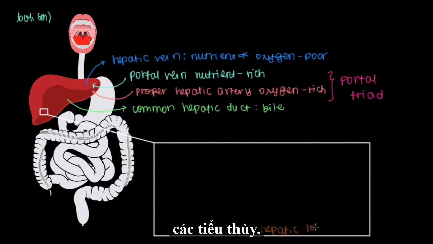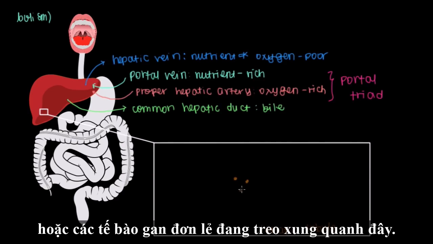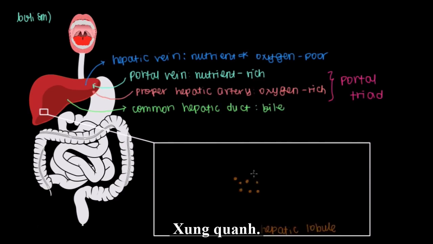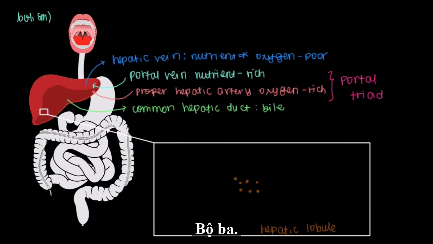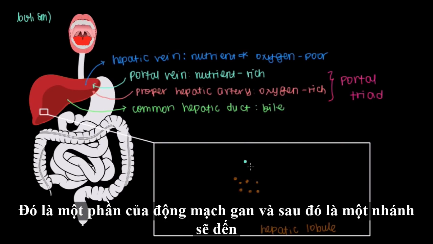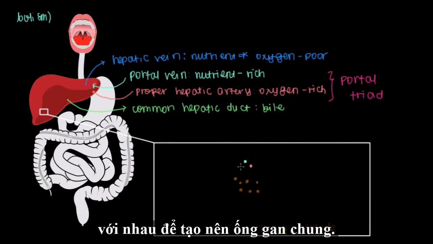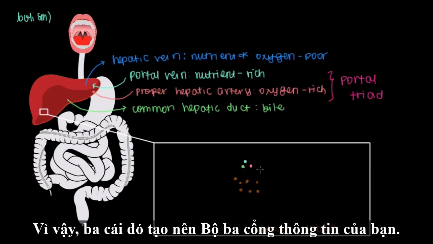Hepatic lobules. And in the hepatic lobule, we'll have a whole bunch of our hepatocytes, or single liver cells, that are hanging out, sitting around here. Surrounding these hepatocytes is going to be a representation of our portal triad that includes a branch that was part of the portal vein, a branch that was a part of the hepatic artery, and then a branch that will come together to make the common hepatic duct. So those three make up your portal triad.